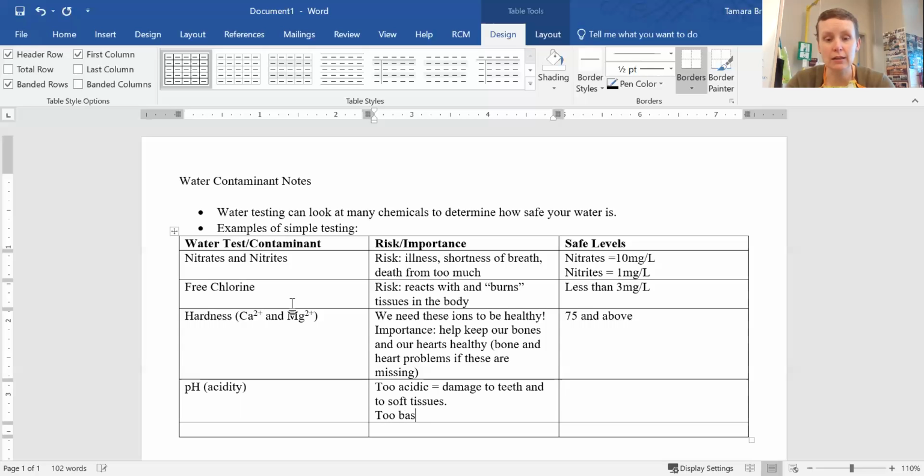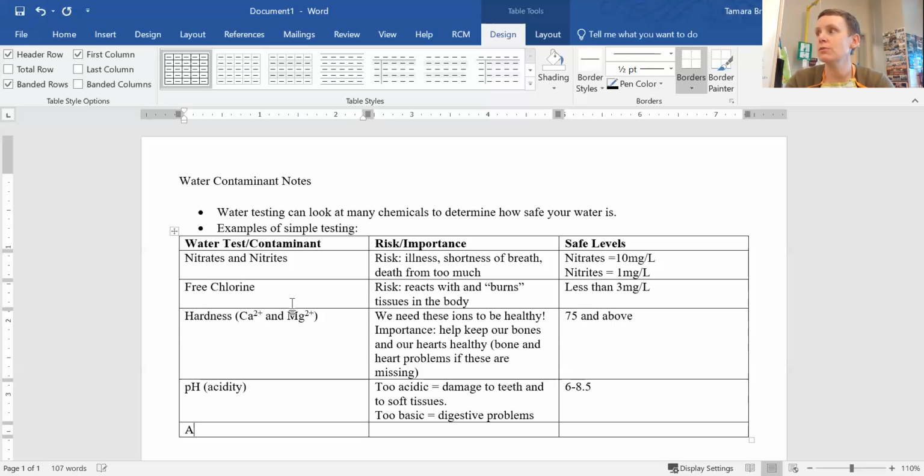Too basic, okay? The opposite of acidic is basic, and we'll learn about acids and bases in another unit. But too basic, and you're going to have digestive problems. All right, so the safe level of pH is 6 to 8.5.